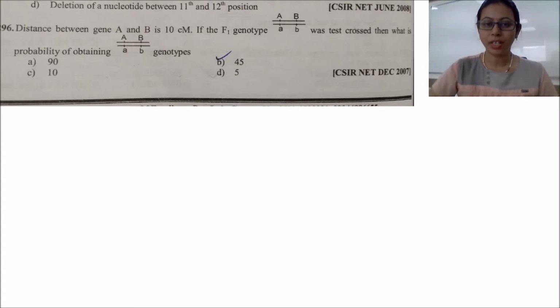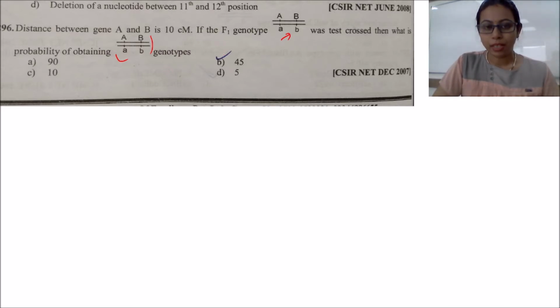This is Dr. Rashmi and today I am discussing this particular topic: the distance between A and B is 10 centimorgan, and if the F1 genotype is this one and was test crossed, then what is the probability of obtaining this genotype? I got this question from some of my students who contacted me through my YouTube channel and sent the question to my mail ID. So let us discuss this question.